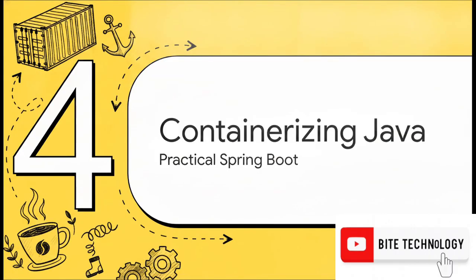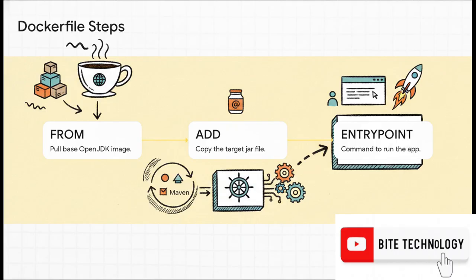Section 4, Containerizing a Java app. Let's get practical with Spring Boot. Instead of doing all that environment setup manually, we automate the whole thing using a simple text document called the Dockerfile. It's super straightforward. First, we use the FROM command to pull down an official OpenJDK base image, so our Java environment is just instantly ready.